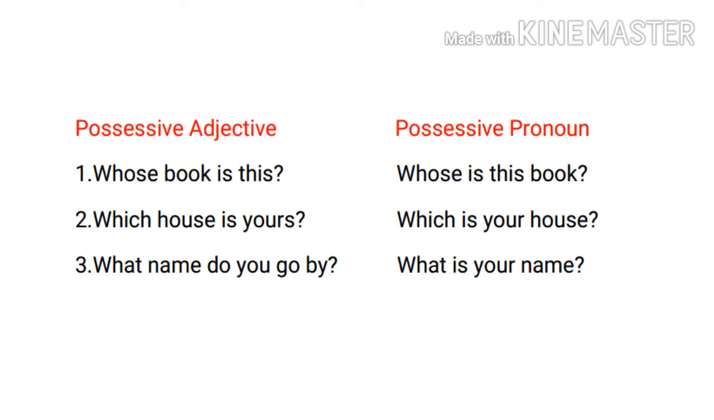For example, whose book is this? Whose book? In this expression, whose is a possessive adjective, whereas in whose is this book? whose is used as a possessive pronoun. Similarly, which house is yours? Which is used as an adjective here. Which is your house? In this sentence, which is used as a pronoun.